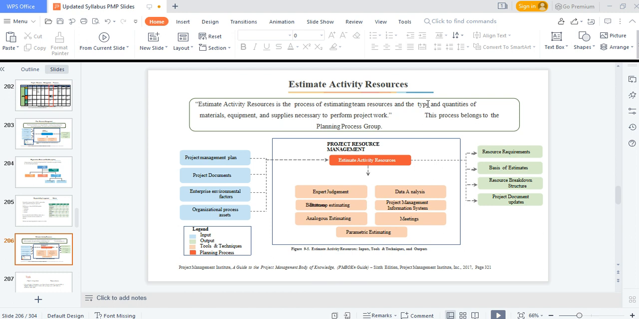Now, type, how many senior officers do you need? How many intermediate or mid-level officers do you need? How many junior staff do you need? How many entry-level officers do you need? How many trainees, interns do you need? That's for human capital, for instance.